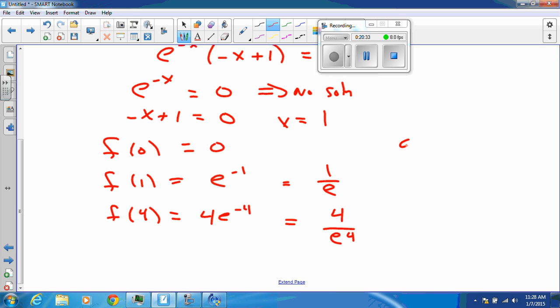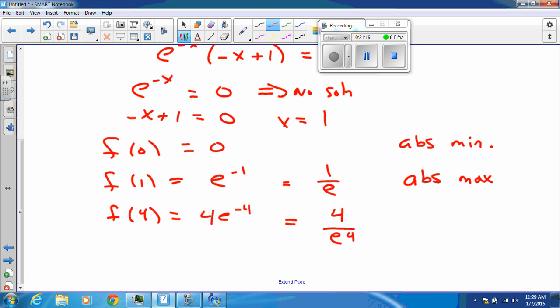So my absolute min is right here. And which one is the largest? F of 1, which is 1 over e, is larger than 4 over e to the 4th. How do I know? Well, let's do some estimating. E is about what number? About 3, a little bit smaller than 3. So f of 1 is about 1/3, and f of 4 is about 4 over, let's see, 3 to the 4th would be 9 squared would be 81. 4 over 81 is about 1/20th. So definitely, this guy is the largest right here.